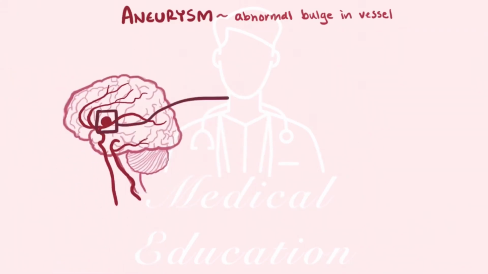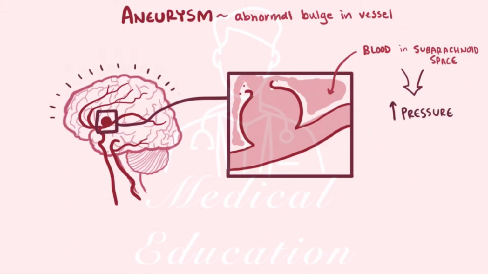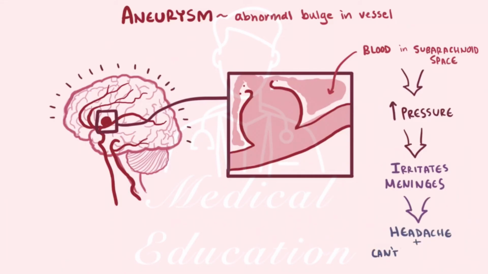Moving on to the brain. If an aneurysm ruptures in the brain, blood will pool into the subarachnoid space, putting pressure on the brain tissue and irritating the meninges, causing symptoms like a very sudden and intense headache, and the inability for someone to flex their neck forward.